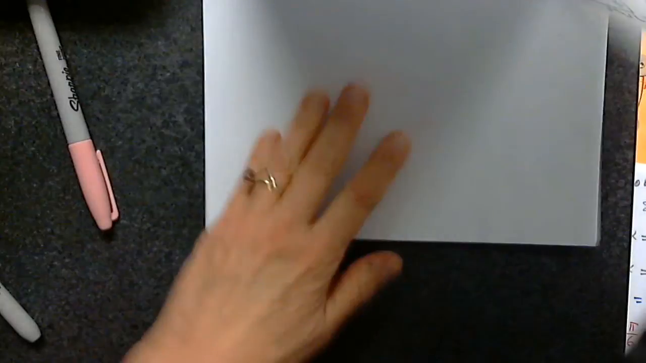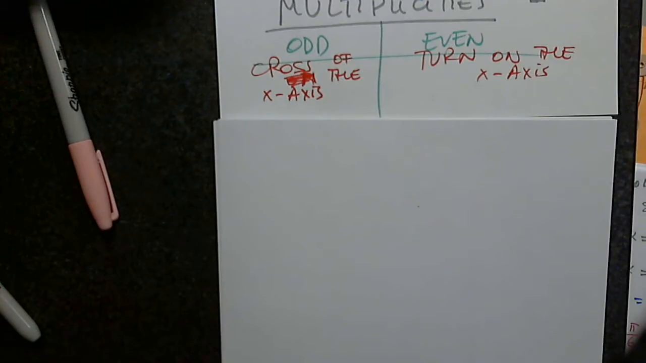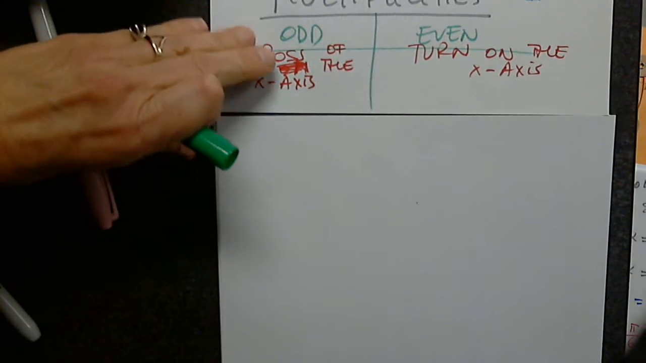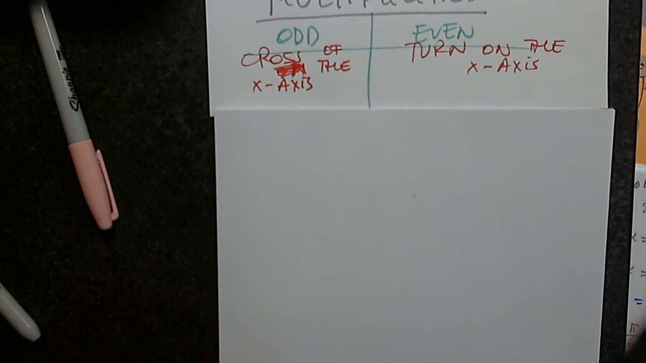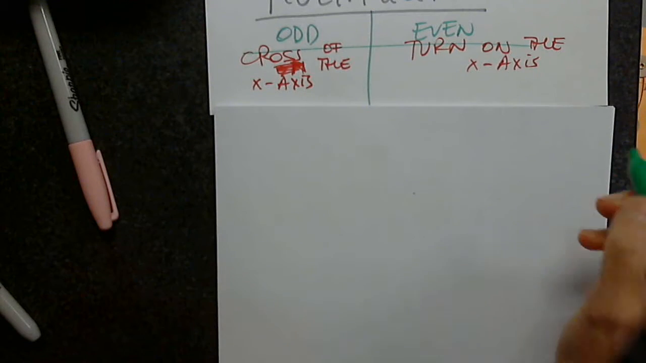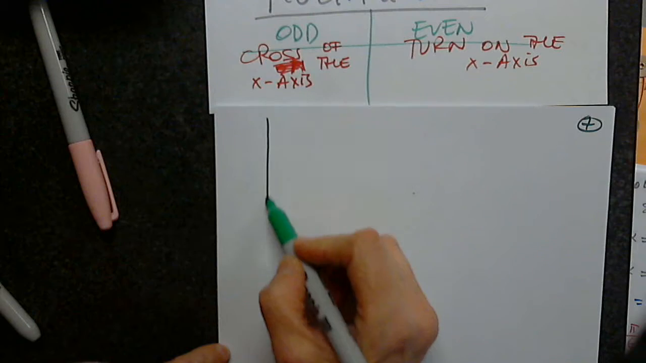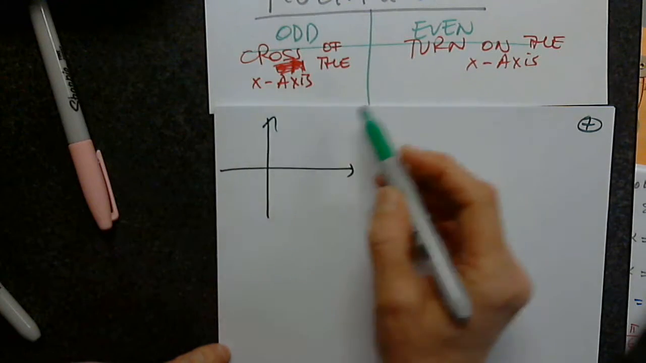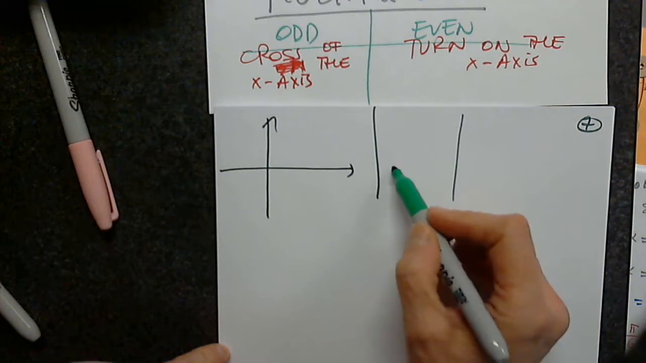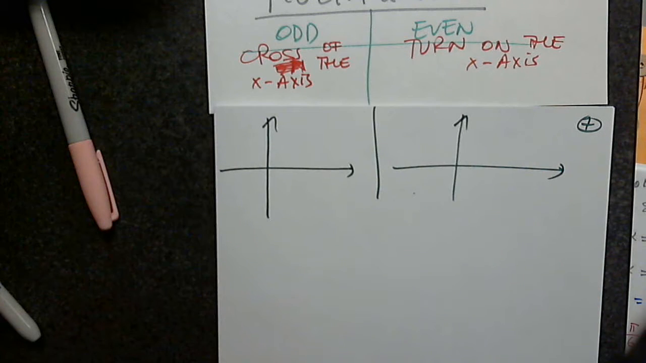However, this is one last thing. I hope I didn't lose you. I don't want to lose you. There are different ways of crossing and different ways of turning. So for crossing, and then for turning. Here's how a function can cross.